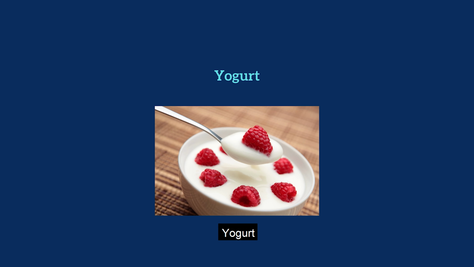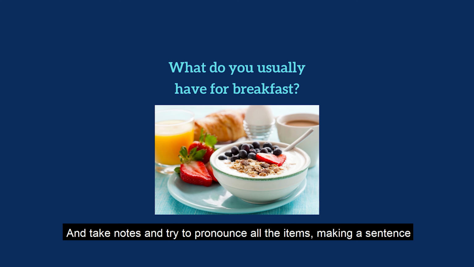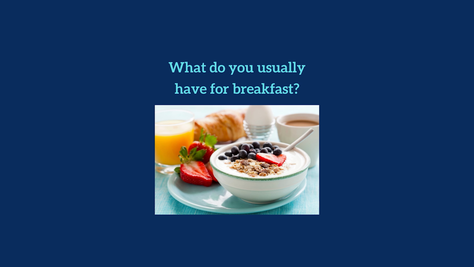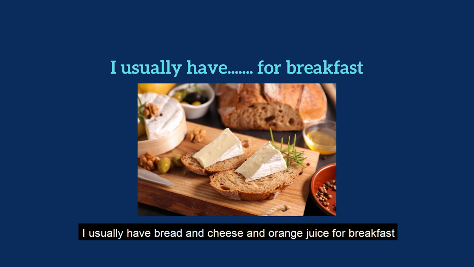Now let's get to practice. What do you usually have for breakfast? Think about all the items you usually have for breakfast and take notes and try to pronounce all the items, making a sentence. For example, I'll talk about myself. I usually have bread and cheese and orange juice for breakfast.